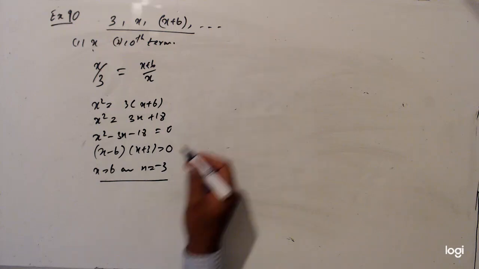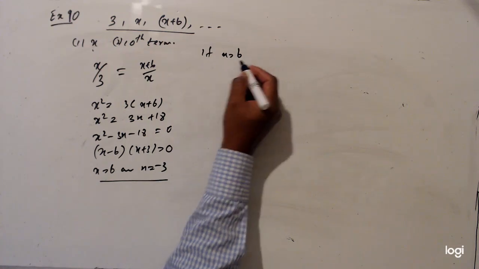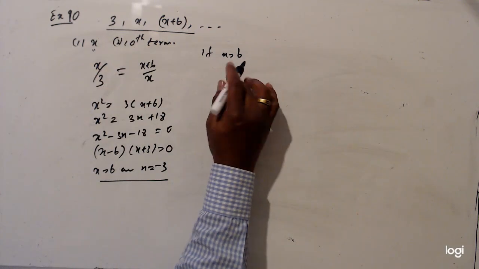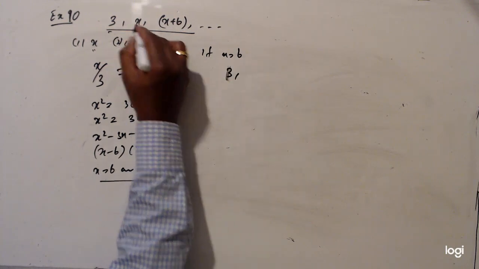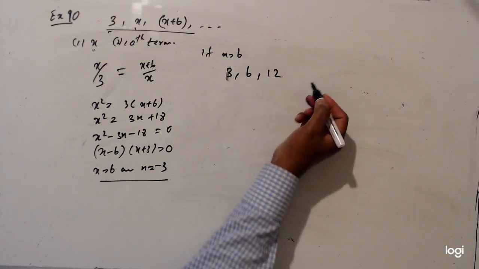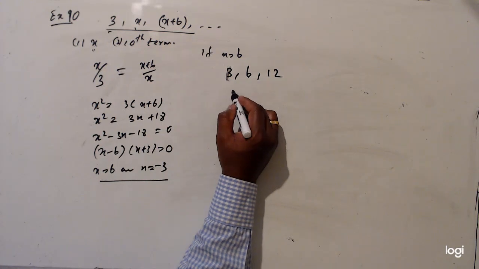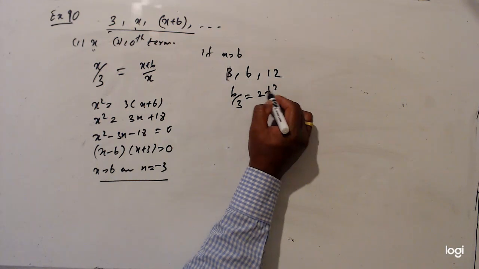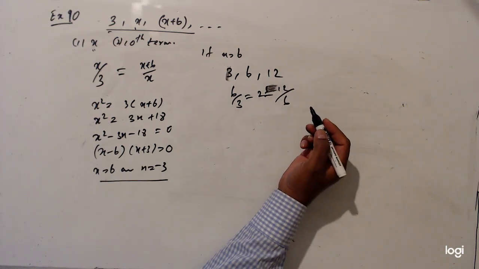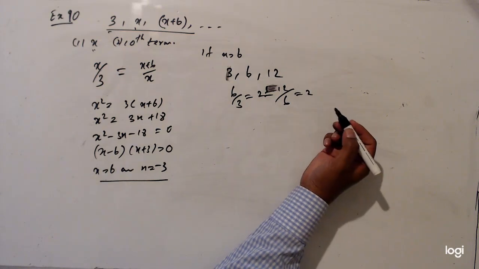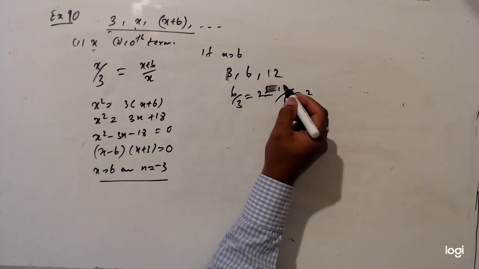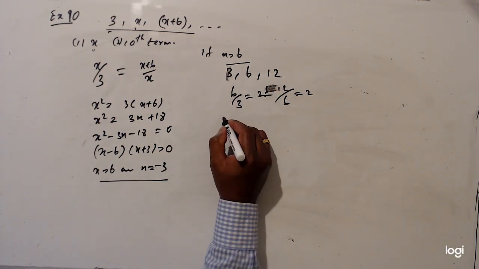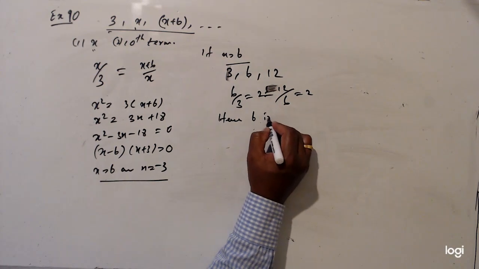Now if x equals 6, then first 3 and then 6, and 6 plus 6, 12, and 6 divided by 3 equal 2 and equal to 12 divided by 6, so the ratio is 2. So then 6 is possible. Hence 6 is possible.